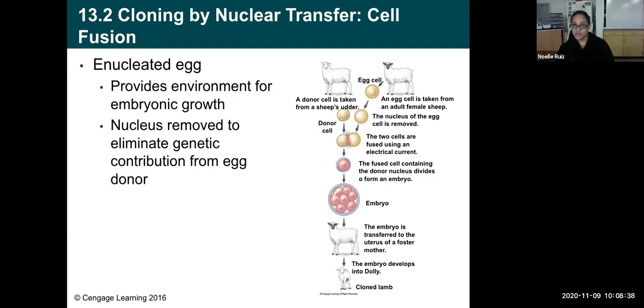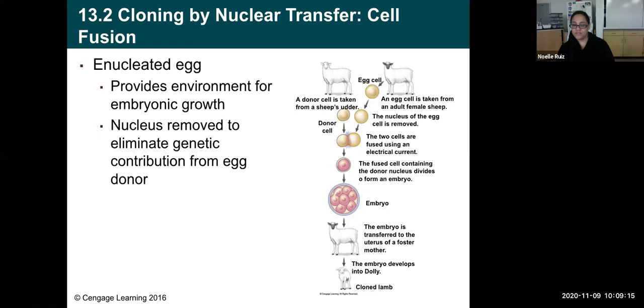You can see the egg cell from one sheep. A donor cell is taken from the sheep's udder. And then an egg cell is taken from an adult female sheep, a completely different female sheep. The nucleus of the egg is removed from the adult female sheep, from the black-faced sheep. And then they fuse the donor cell with the egg cell. So it contains the nucleus of one sheep, but the egg of another sheep, to form an embryo. The embryo is transferred to the uterus of a foster mother, a surrogate mother.